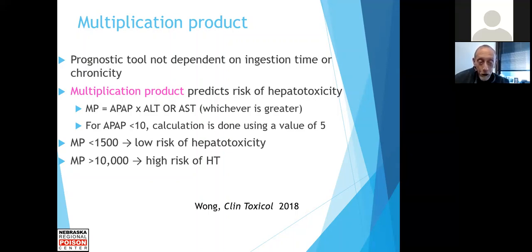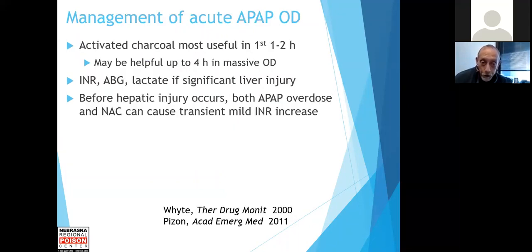And so we know if the multiplication product is less than 1,500, their risk of hepatotoxicity, serious liver injury, is extremely low, on the order of 1%. But if it's more than 10,000, they've got high risk. So yes, you could treat them empirically, but if the multiplication product is less than 1,500, you could probably be justified in just observing them.